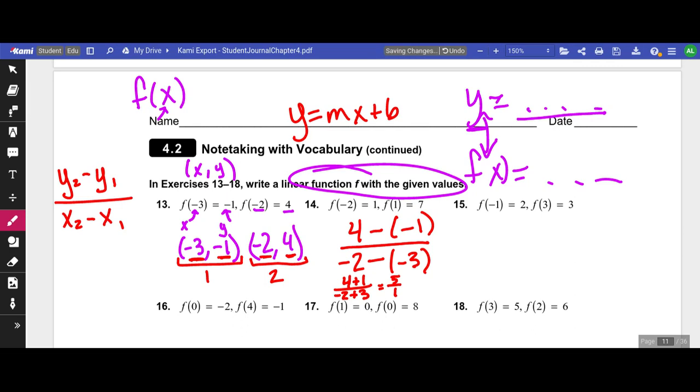Shouldn't have to think for that long. Okay, 5 over 1 gives me 5. So my slope is 5. And now I can go ahead and plug it into point slope form, which is step 1 on getting it into slope intercept form. Okay, so let's remember from the other day my point slope form.